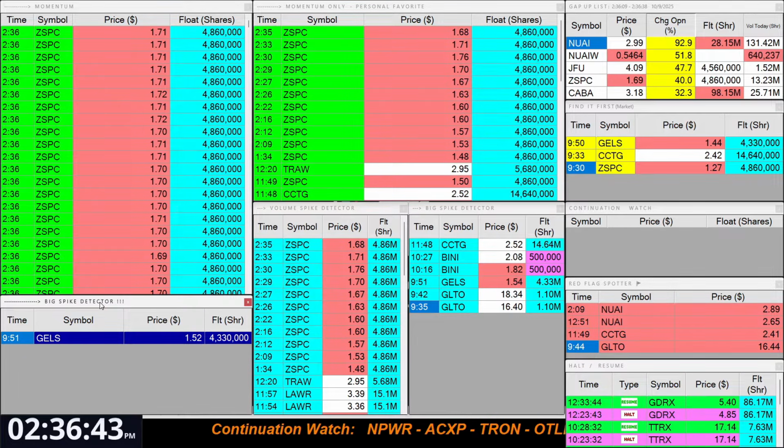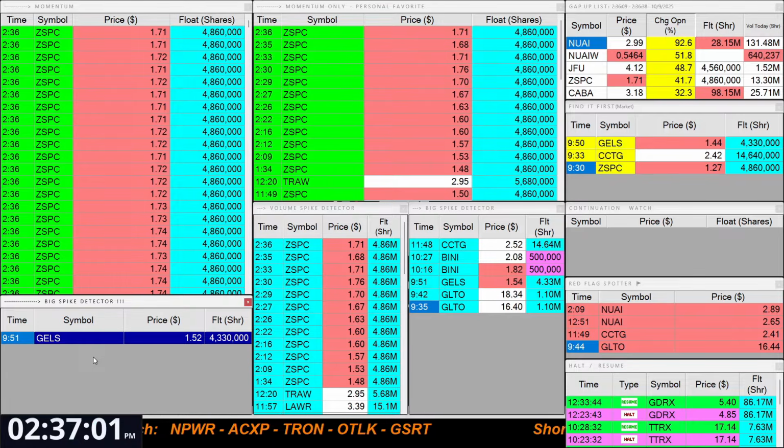I always spend time adjusting scanners based on what the market conditions are. And of course, we are going to adjust. That's going to be a benefit for us in the long run. So looking at this though, bottom left, the big spike detector. It's exactly what you think it sounds like. It is looking for stocks that have made a big spike or a major move in the last few minutes. And GELS met requirements this morning. And again, just because it hits this scanner doesn't mean I trade it, but that is something that I'll be watching for a possible trade.